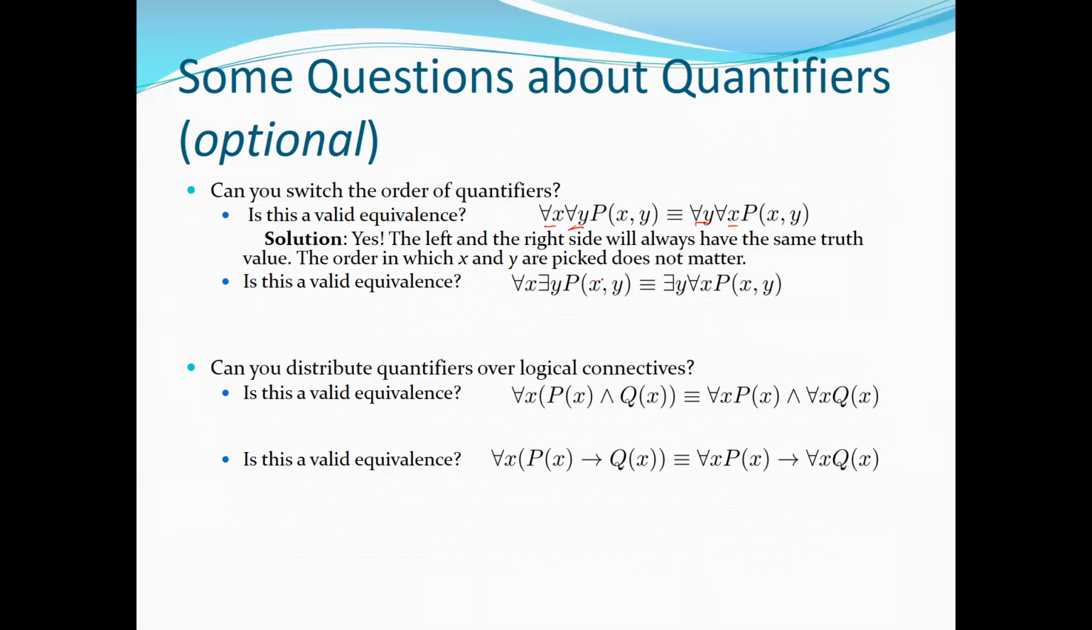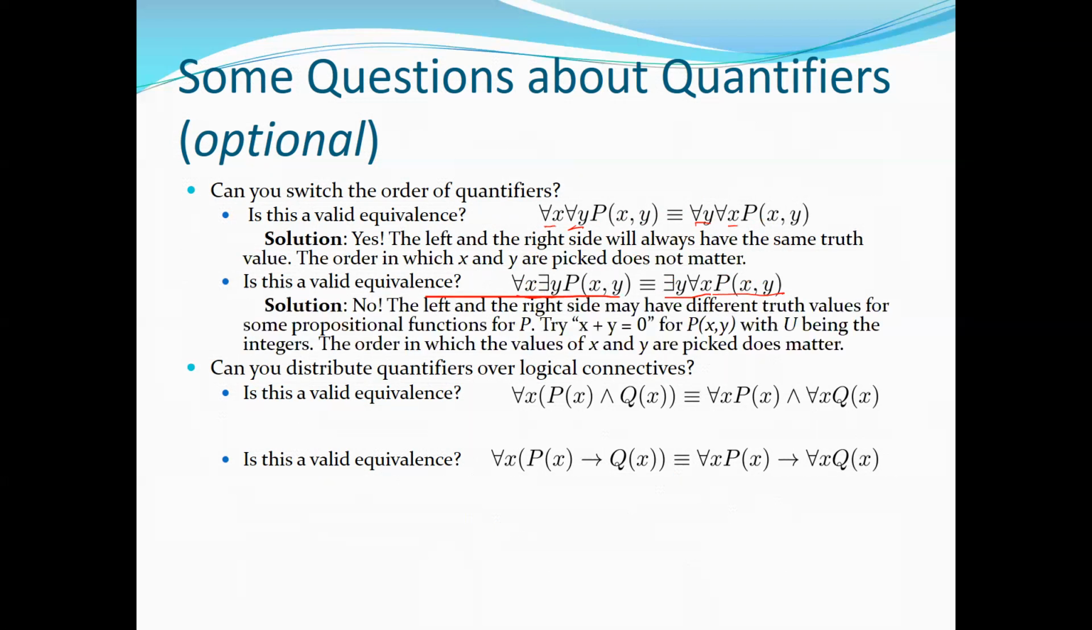So let's talk about the next example. Next question, is this a valid equivalence? For all x there exists some y, p of x comma y, versus there exists some y for all x, p of x comma y. So what do you think? Is it logically equivalent? We have already seen in the previous examples that when there are different quantifiers, it is not really true that we can change the order of the quantifiers, right? So no, the left and the right side may have different truth values. You can prove it using a truth table as well. For some propositional function p, try x plus y equal to 0, with the domain being the integers. The order in which the values of x and y are picked does matter in this particular statement.